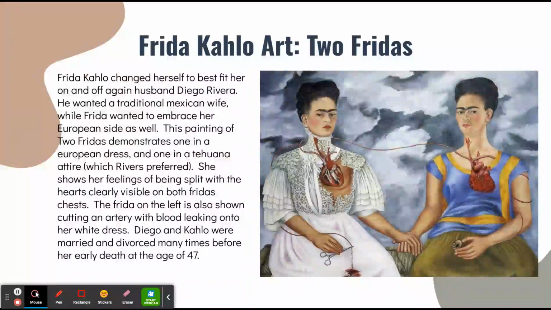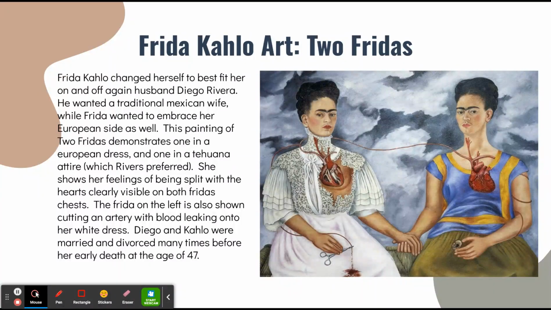So I brought up the mention of Diego Rivera because this is the painting that this project is based off of, and it includes him. So Frida Kahlo changed herself to best fit her on again, off again husband, Diego Rivera. He wanted a traditional Mexican housewife, while Frida wanted to resemble her European side as well, just not her Hispanic side. This painting of two Fridas demonstrates one in a European dress and one in a Tehuana attire, which Rivera preferred.